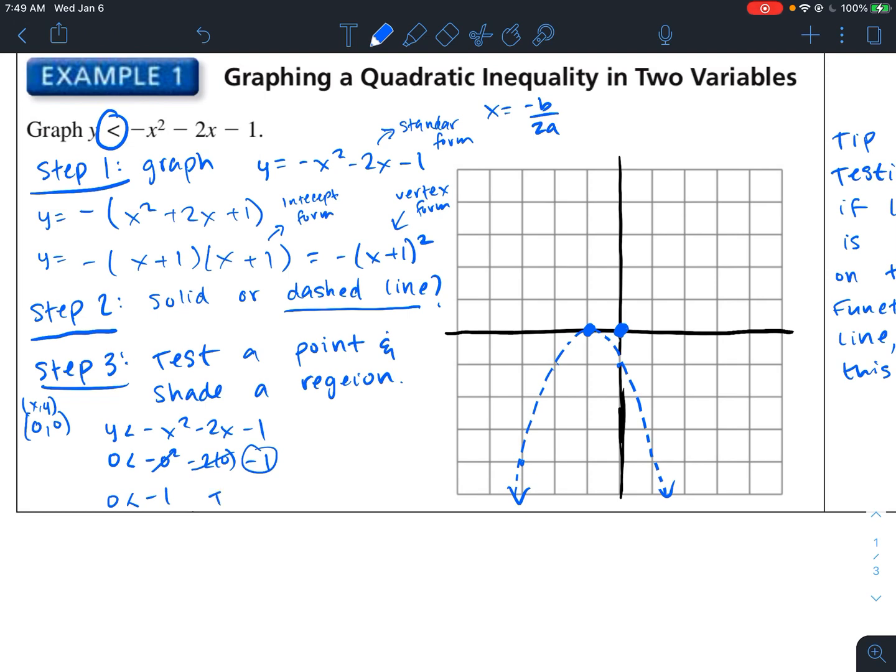Is that true or false? Is 0 less than negative 1? If you think about on a number line, you have 0 and negative 1 is to the left of it. So 0 is actually greater than negative 1, so this is a false statement. So right here, this region outside of the parabola is false. I got a false result, which means I'm not going to shade in that region. I'm going to shade in this region right here.